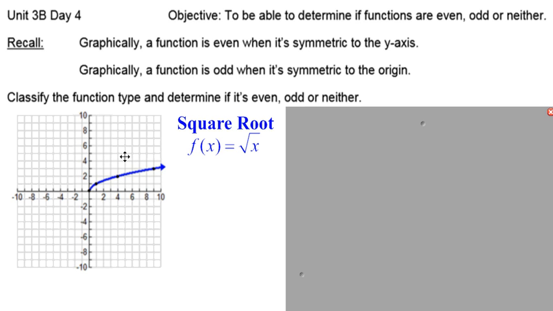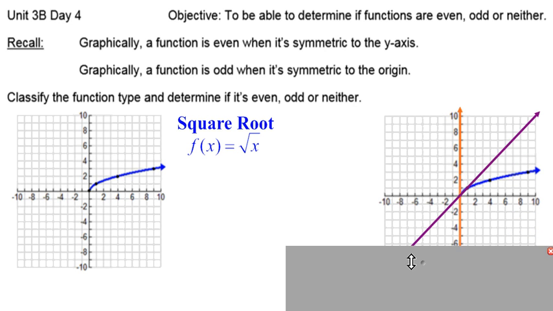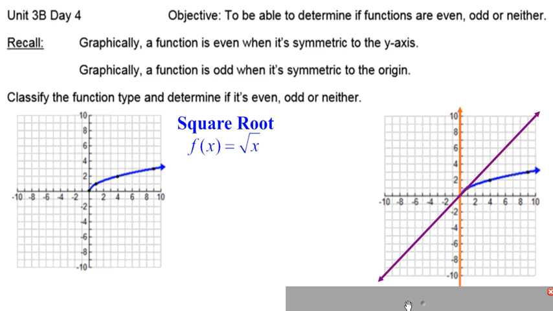We also can see if it's symmetric through the origin. That means I could take any point on my function and draw a line through the origin, and there should be a point on the other side that matches. Again, this is not happening in this case. So since we don't have either symmetry with the y-axis or the origin, this would be a neither function.